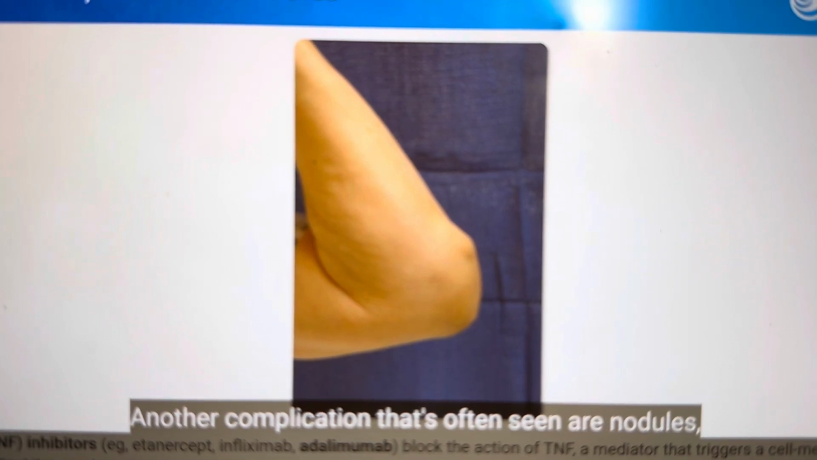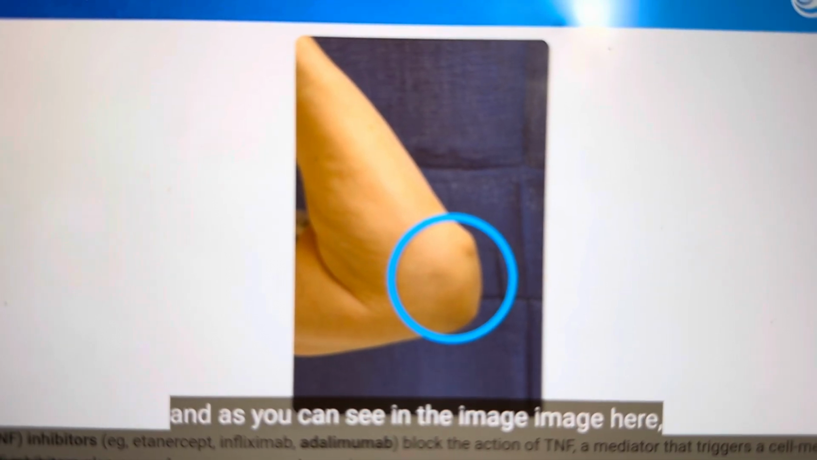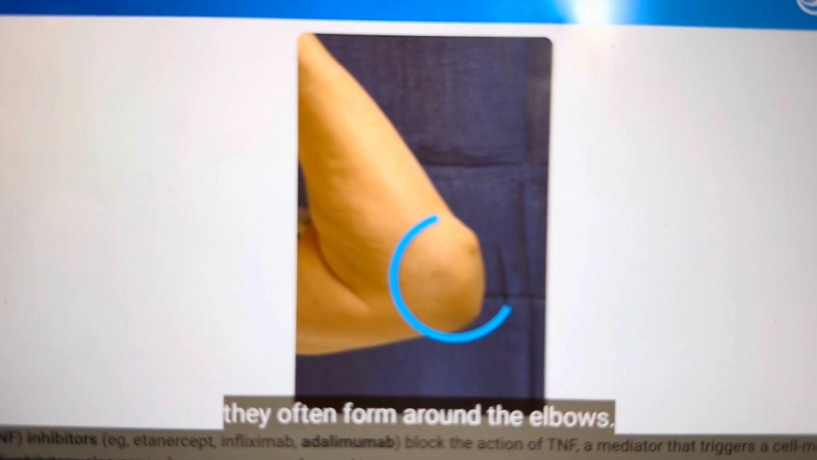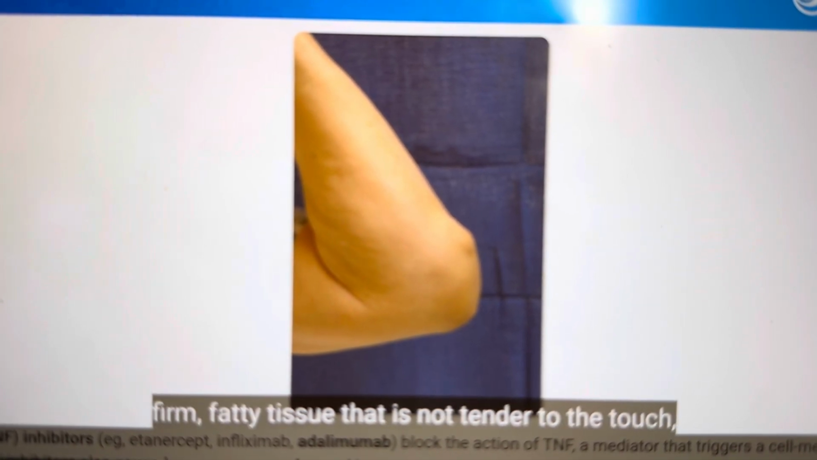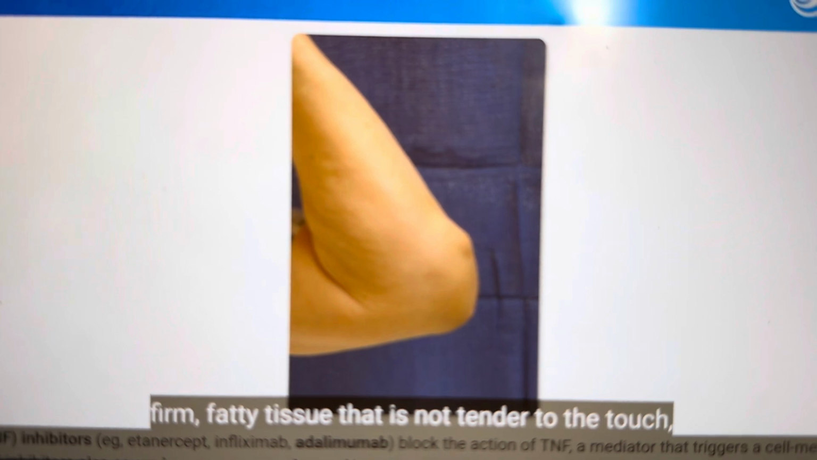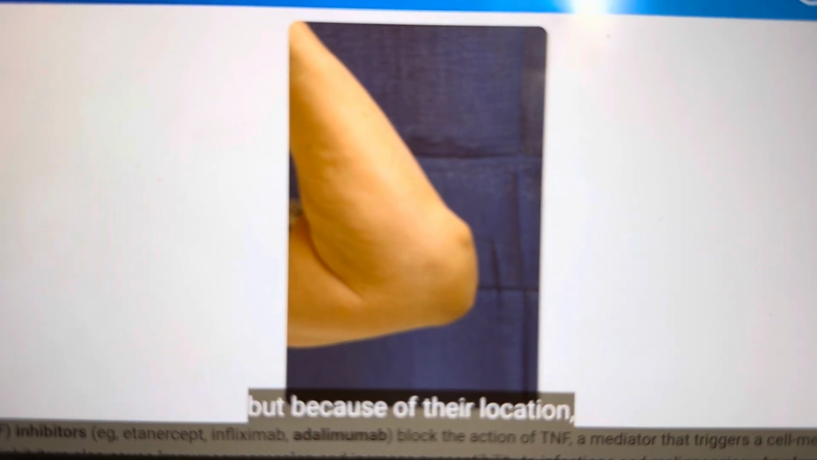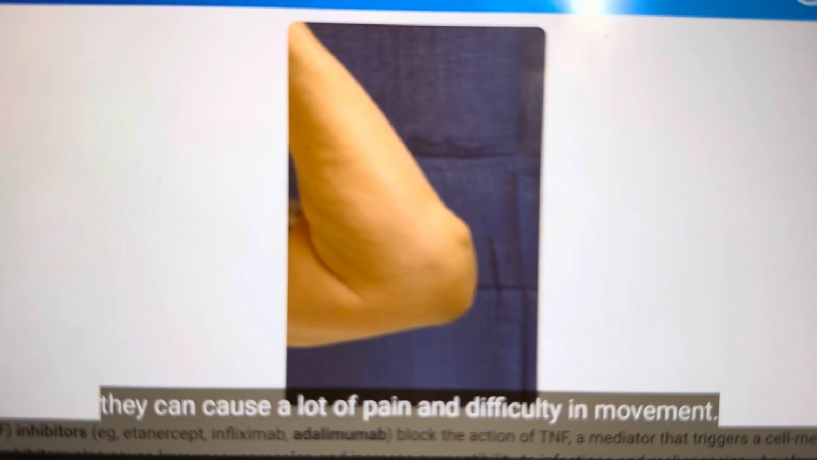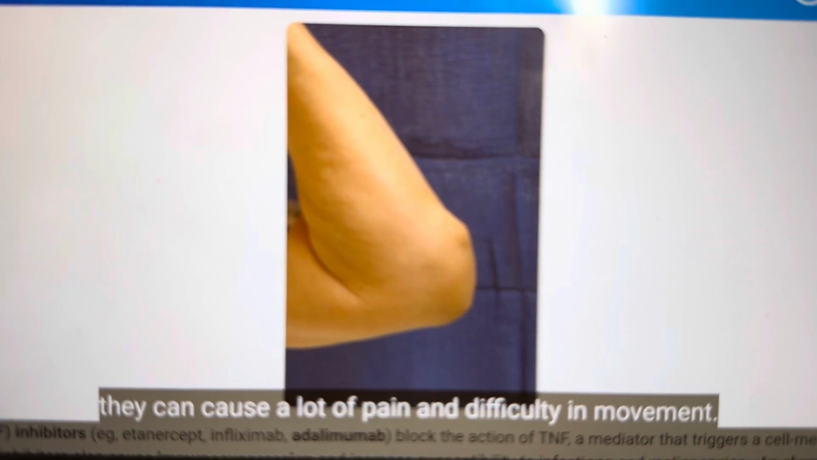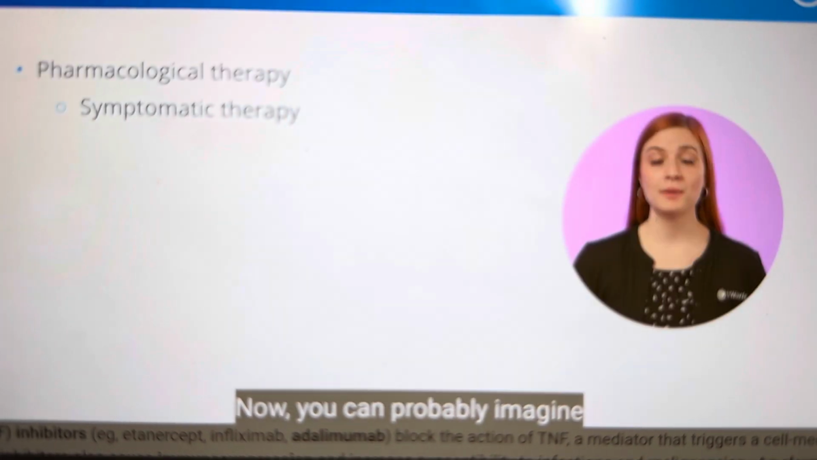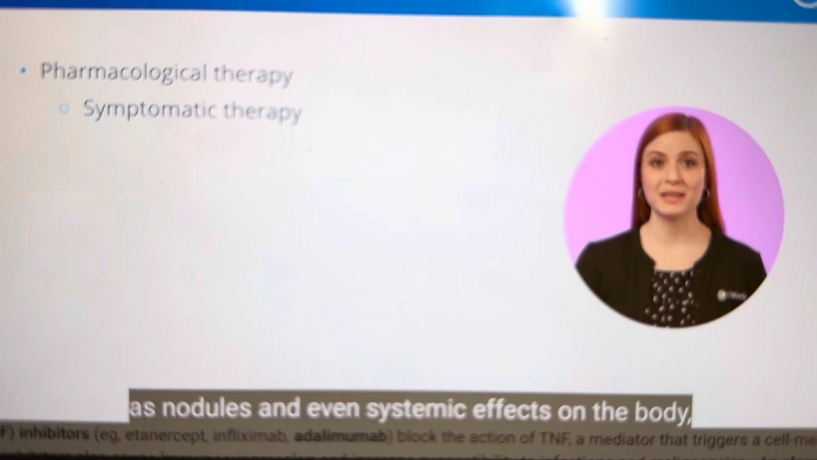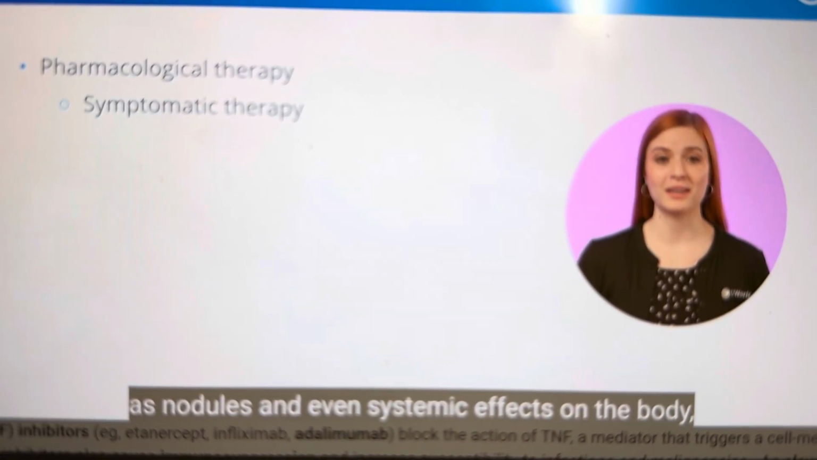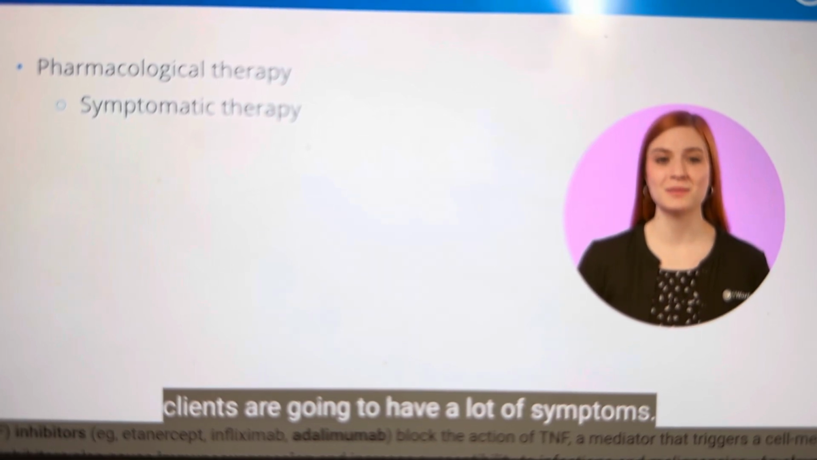Another complication that's often seen are nodules, and as you can see in the image here, they often form around the elbows. Now, the nodules themselves are generally firm, fatty tissue that is not tender to the touch, but because of their location, they can cause a lot of pain and difficulty in movement. Now, you can probably imagine that when you factor in joint deformities as well as nodules and even systemic effects on the body, clients are going to have a lot of symptoms.